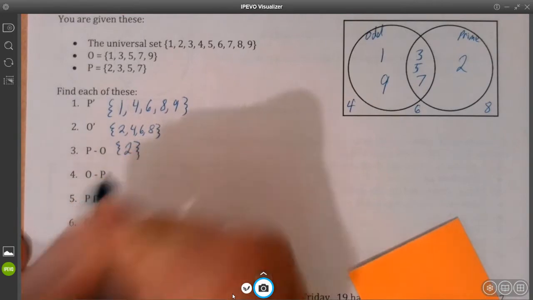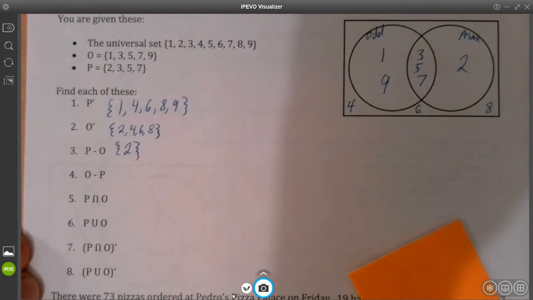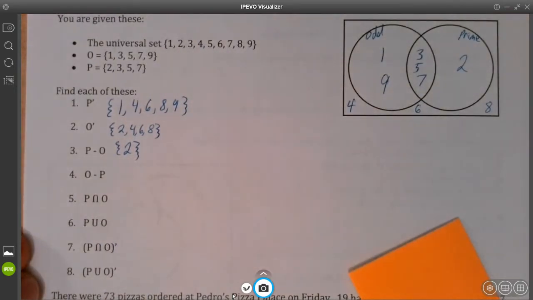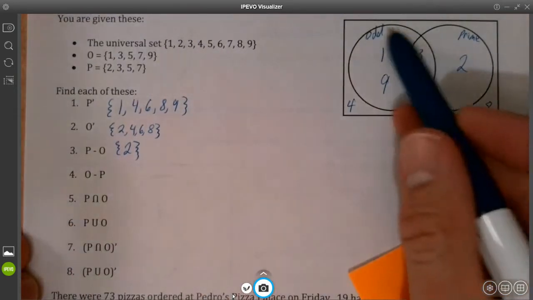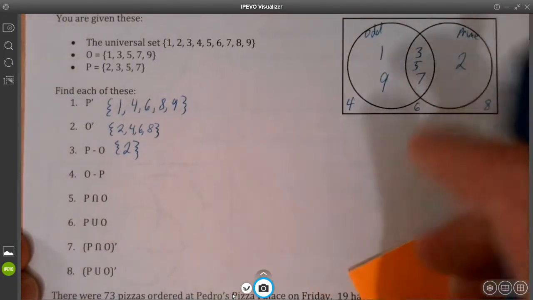And it is a set, so we put the brackets on it. That's an ugly bracket right there. And so we will leave that there. I'm trying to lock this in so it doesn't get all blurry. And then O minus P, O, but not the P stuff, so not this. So it's just 1 and 9.